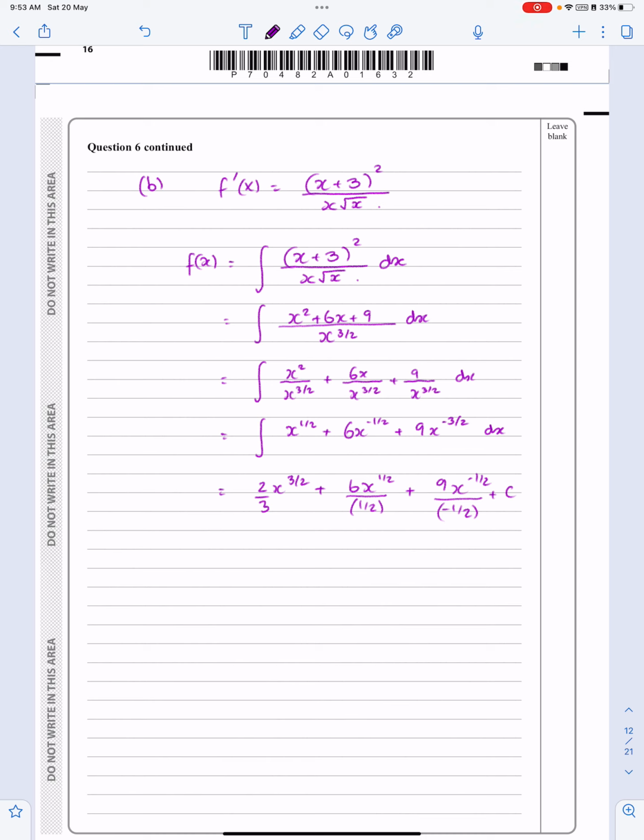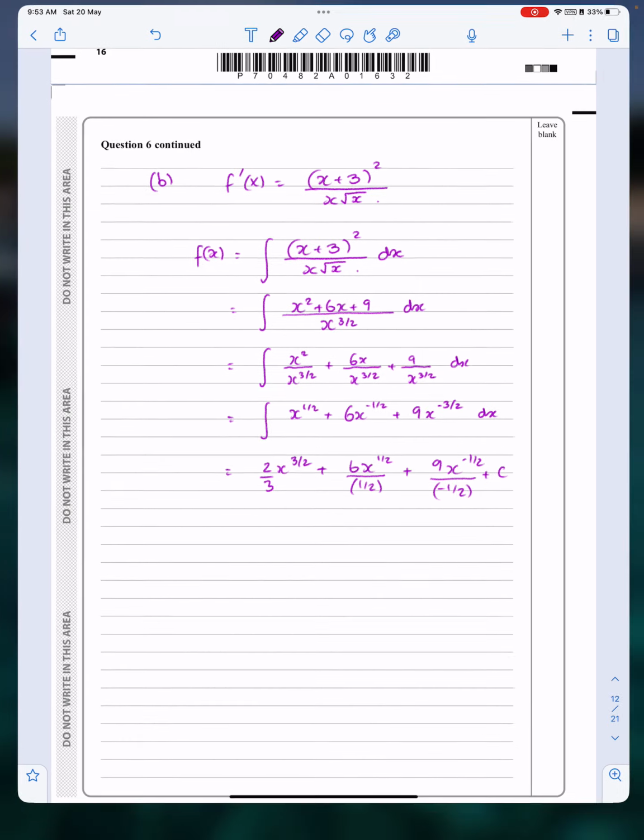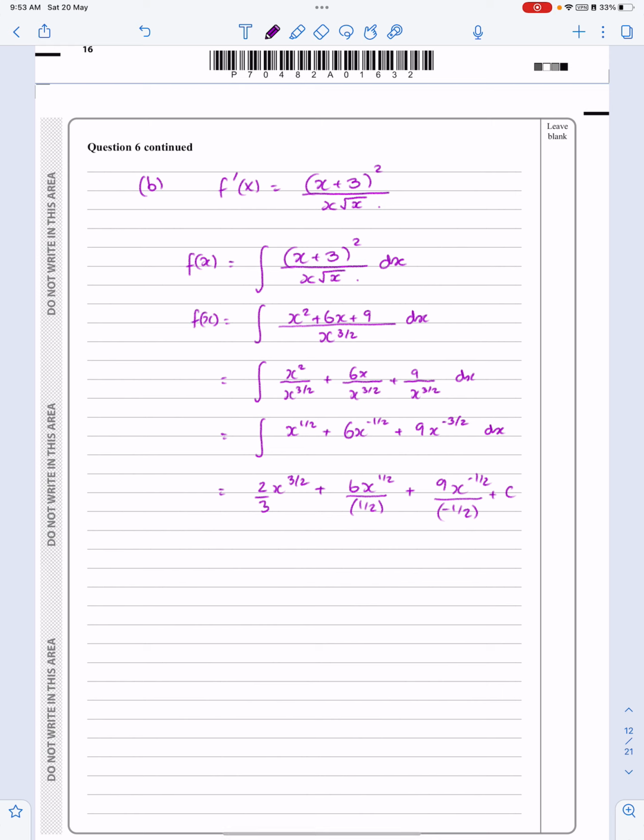Sorry, I should really have my f(x) equals for all of these ones, so let me just go through and put that in. f(x) equals, f(x) equals, f(x) equals. So now, tidying that up is, 2/3 x to the 3 over 2 plus 12 x to the half minus 18 x to the minus a half plus c.